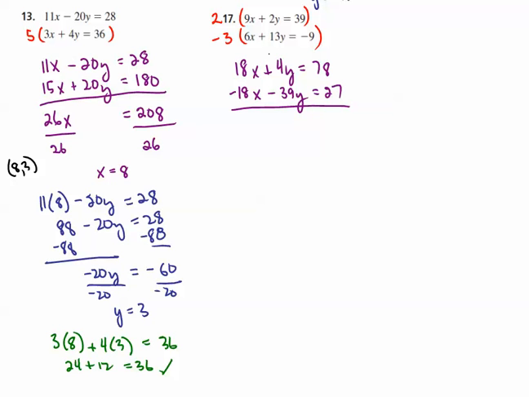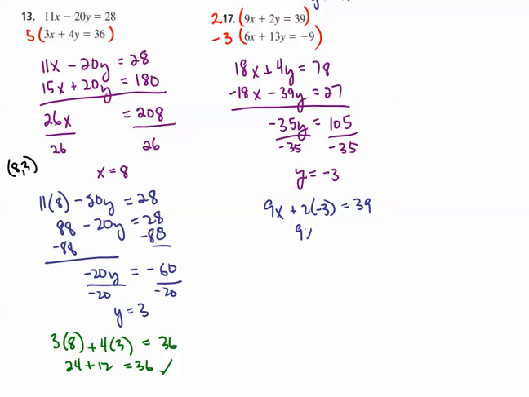All right, so let's see what we get. So I'm going to get a negative 35y is equal to 105, and so dividing by negative 35, I get y is equal to negative 3. Now plug that into the first equation. 9x plus 2 times negative 3 has to be 39. 9x minus 6 equals 39. When I add 6 on both sides, I get 9x is 45. So x is 5, giving me the solution.